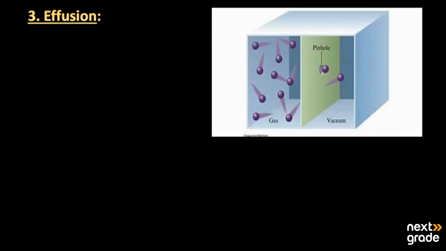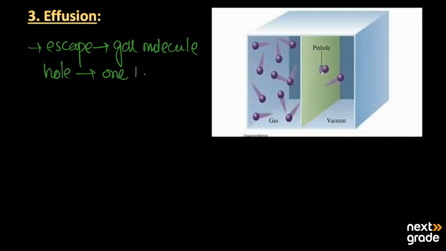Next, we have the third property, that is diffusion. Basically, diffusion is the property of gases in which gas molecules escape through a hole, and they escape one by one without collision. This escape is known as effusion.